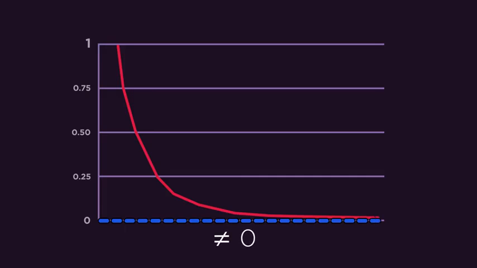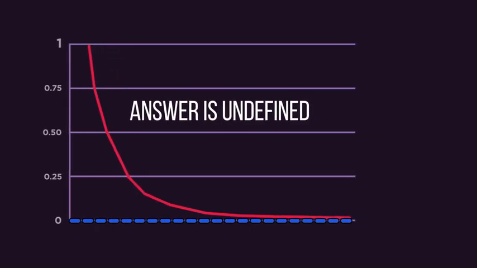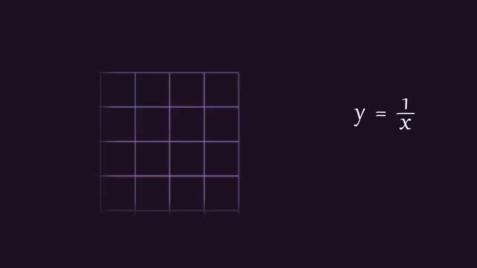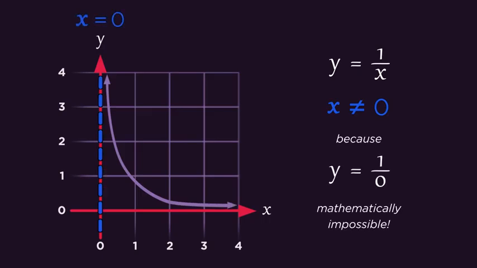With the half of a half of a half of a half earlier, we saw that sometimes a function approaches, but never quite reaches a value. This gives us an asymptote. We also get asymptotes when an answer is undefined, when it's mathematically impossible, like dividing by 0.